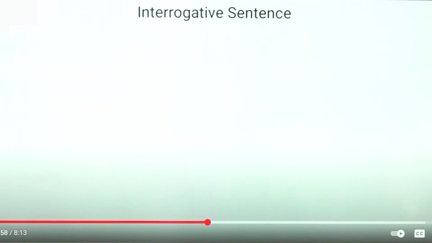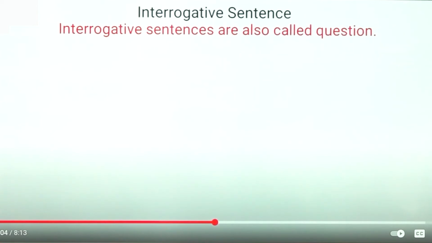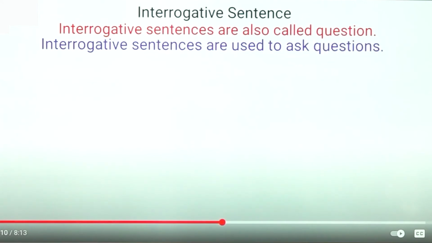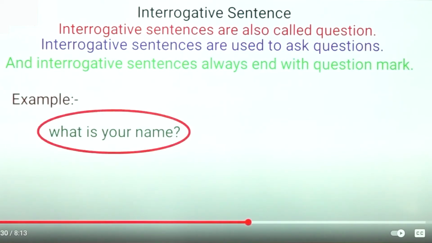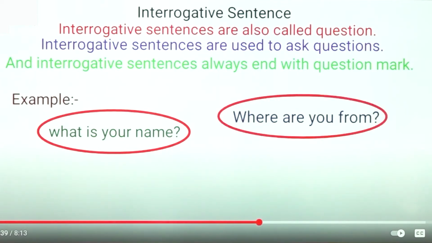So now let's move on to the next kind of sentences, that are interrogative sentences. Interrogative sentences are also called questions because they are the sentences that we use to ask questions. Since they are questions, they always end with a question mark. For example, we have, what is your name? We can see this sentence is ending with a question mark because it is asking something. Second we have, where are you from? So this is also a question, that's why it is ending with a question mark.